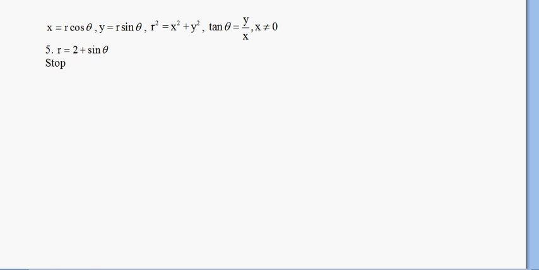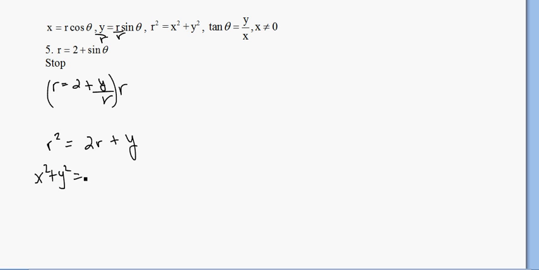So here's our last example here. So we have a sine theta, so divide both sides by r. I get r equals 2 plus y over r. And the only way really to handle this problem is to multiply both sides by r to get that r out of the denominator. So I get r squared is equal to 2r plus y, where r squared is equal to x squared plus y squared. And r is equal to the square root of x squared plus y squared.